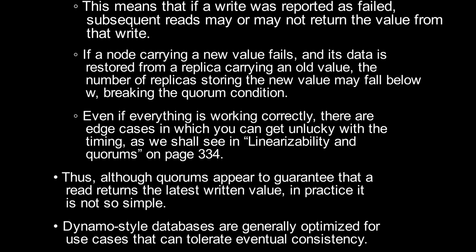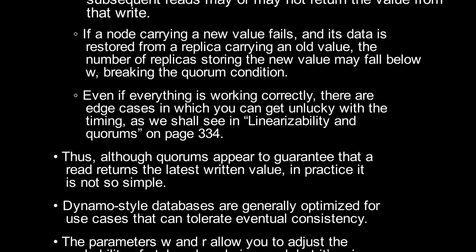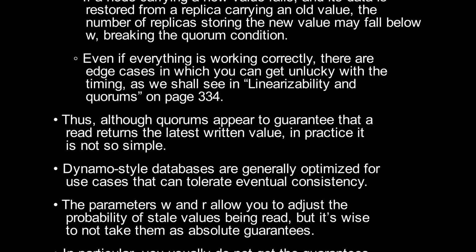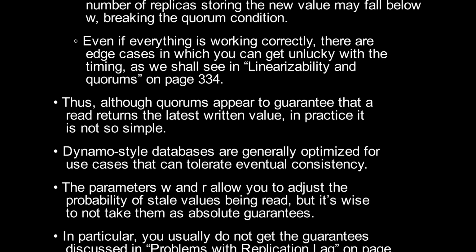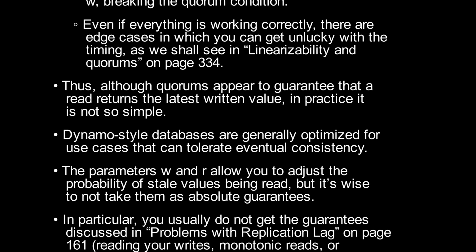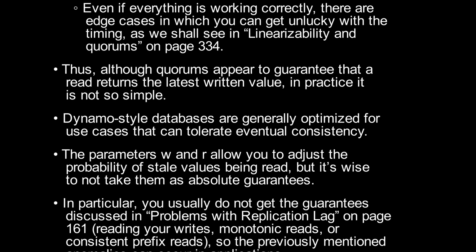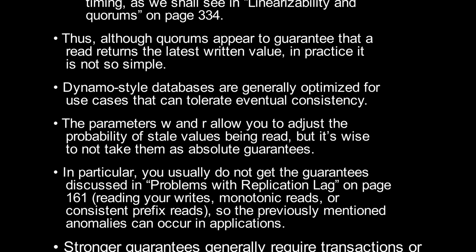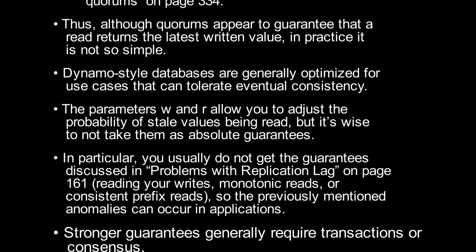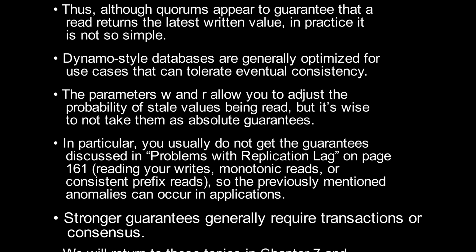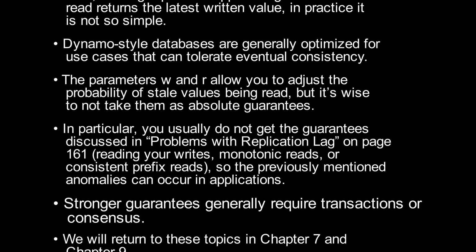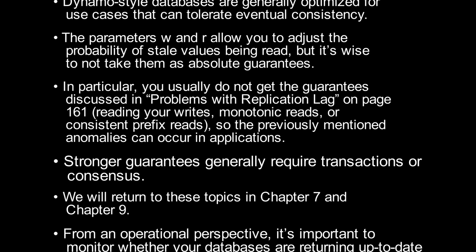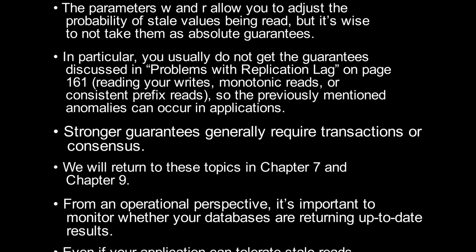Thus, although quorums appear to guarantee that a read returns the latest written value, in practice it is not so simple. Dynamo-style databases are generally optimized for use cases that can tolerate eventual consistency. The parameters W and R allow you to adjust the probability of stale values being read, but it's wise to not take them as absolute guarantees. In particular, you usually do not get the guarantees discussed in "Problems with Replication Lag" on page 161 (reading your writes, monotonic reads, or consistent prefix reads), so the previously mentioned anomalies can occur in applications. Stronger guarantees generally require transactions or consensus. We will return to these topics in Chapter 7 and Chapter 9.